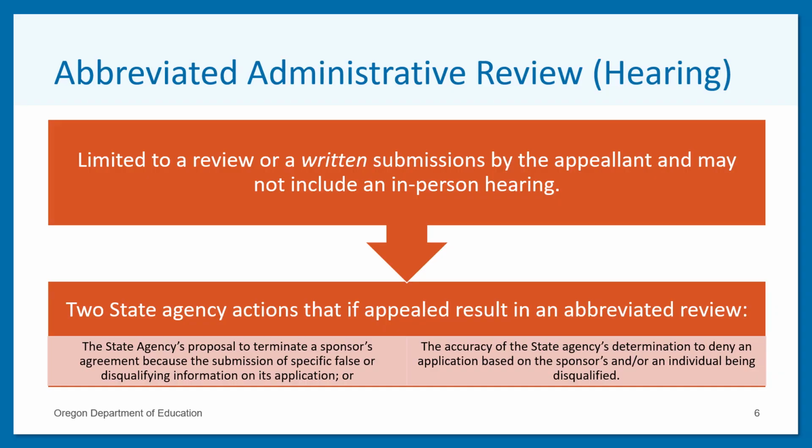An abbreviated review is limited to a review of written submissions by the appellant and may not include an in-person hearing. There are two state agency actions that, if appealed, result in an abbreviated review. First, the state agency's proposal to terminate a sponsor's agreement because of the submission of specific false information on its application, which includes the information on the application is false, the sponsor, site, or one of the principals is on the national disqualified list, or has been declared ineligible for another publicly funded program during the prior 7 years, or has been convicted of an activity in the past 7 years that indicated a lack of business integrity.